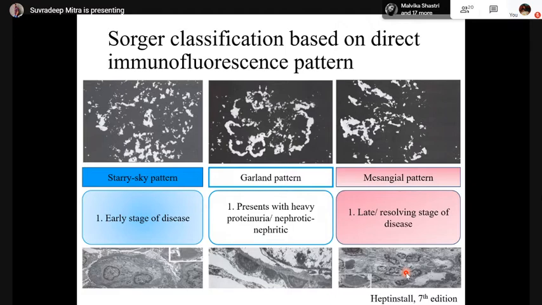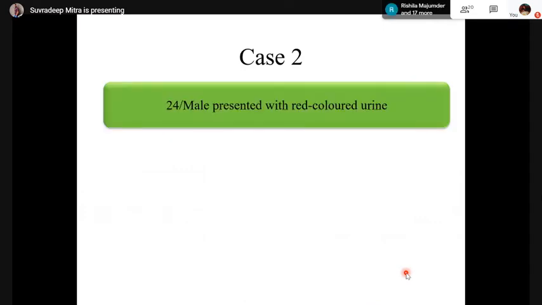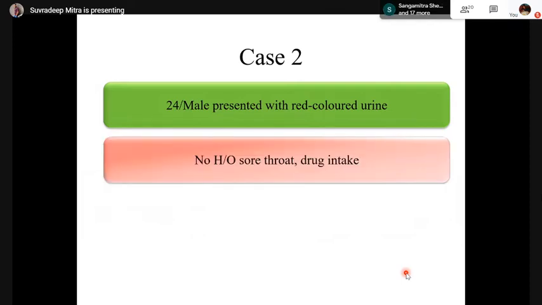Why I am repeatedly stressing this ASO titer and clinical context, I will discuss when I discuss C3 glomerulopathy. Right. So this is the second case, where the 10-year male is replaced by a now 24-year male, a young adult, who presented with red colored urine, so possibly macroscopic hematuria. But here there is no history of sore throat. Remember, there can be a vague history of sore throat in some cases, and there is no history of drug intake.